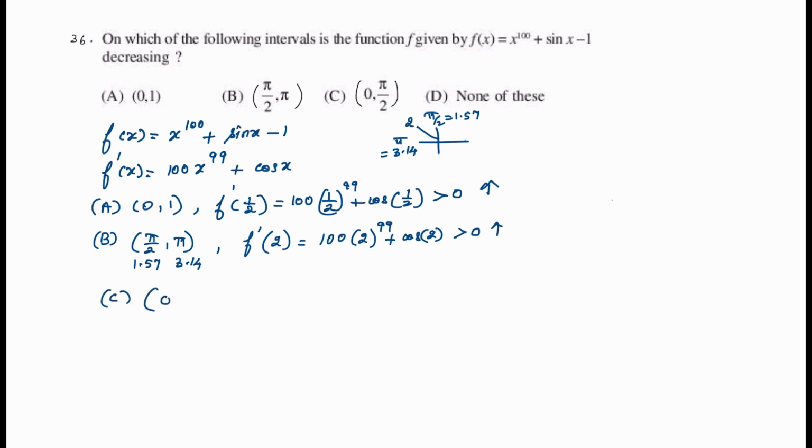Now C option, 0 to pi by 2, which is 0 to 1.57. Let us substitute 1 radian. 100 times 1 power 99 is 1. Cos of 1 radian is in the first quadrant. Both are positive numbers, so total is also greater than 0. In this interval also, the function is increasing. But the question is asking for decreasing. Therefore, the answer is D, none of these.